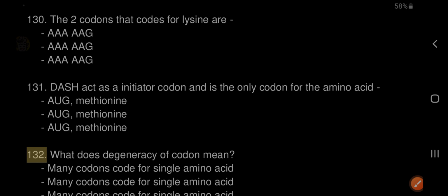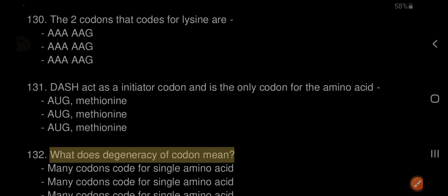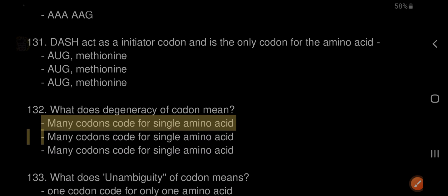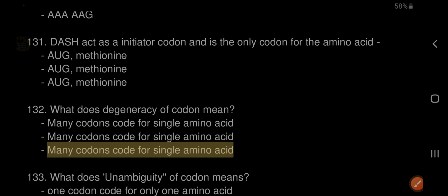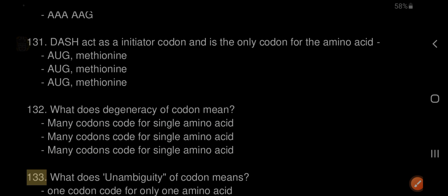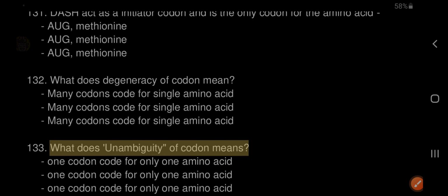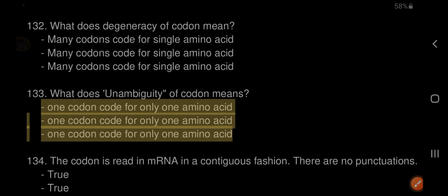132. What does degeneracy of codon mean? Many codons code for a single amino acid. 133. What does unambiguity of codon mean? One codon codes for only one amino acid.